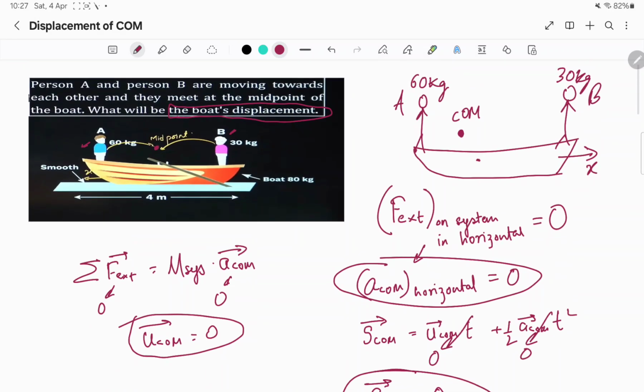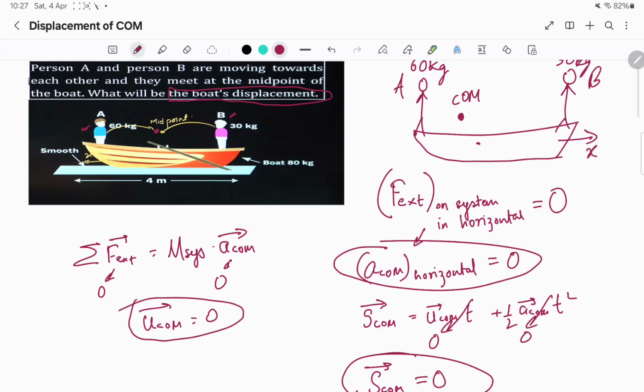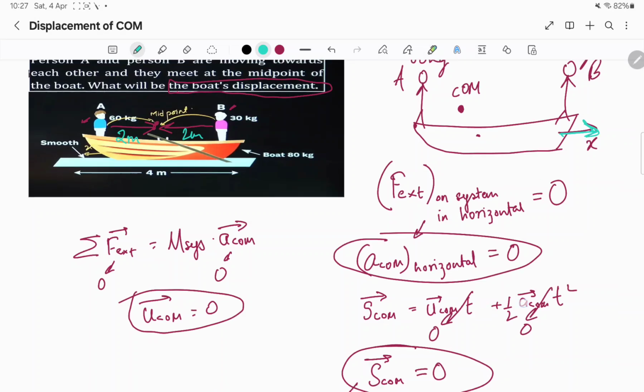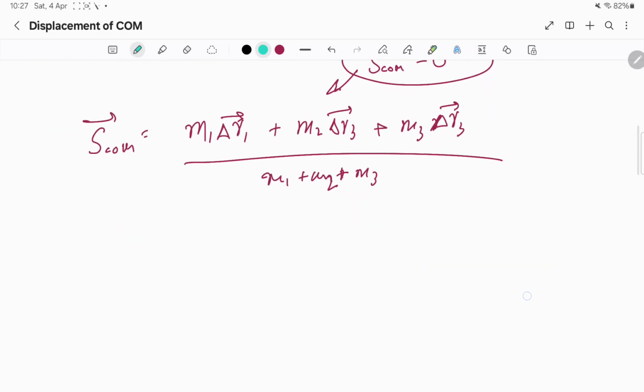So if the boat moves by x and both of them come to the midpoint, that means person A is moving 2 meters to the right and person B is moving 2 meters to the left with respect to the boat. They are moving with respect to the boat, and the boat is moving x to the right. We have considered it x to the right, but if our answer comes out negative, that means the boat is going to the left side.